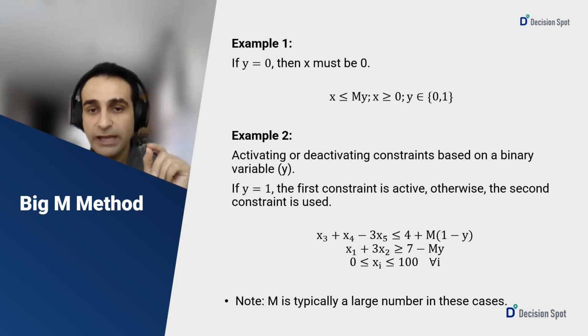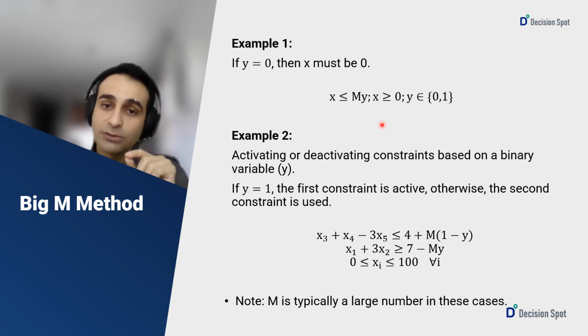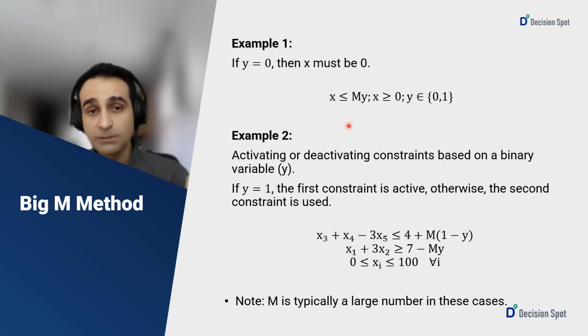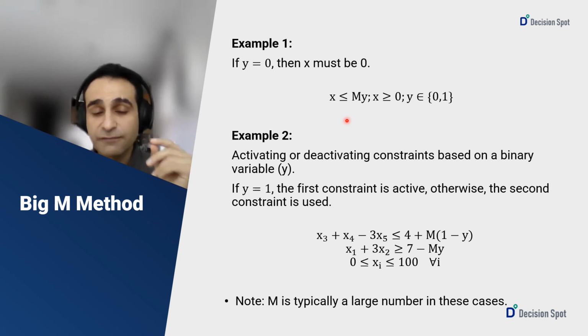For example, if we have a constraint that if y, a binary variable, is equal to 0, then x, a continuous variable, must be 0, then we can write it like this. Here, you see that if y is equal to 0, then x will be 0, and if y is equal to 1, then the value of x can take any value up to the large constant M. Where can this be used? Well, for example, there is a production or shipment amount from a facility, our variable x, and it can only happen if that facility is open, the binary variable y.